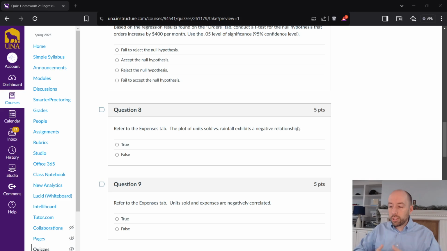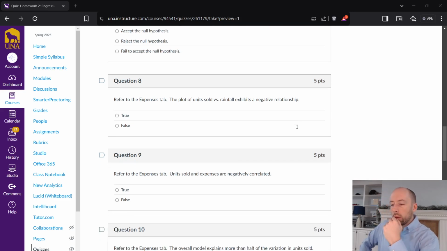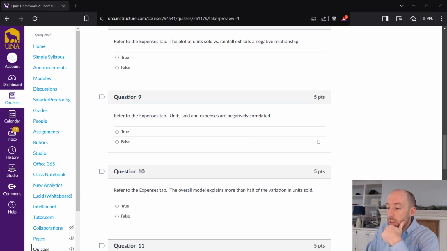Question 8, refer to the expenses tab. The plot of units sold versus rainfall exhibits a negative relationship. All right, good luck. You can discern that yourself. Of course, the formal way to answer that question would be to run a regression, perhaps regress rainfall on time, and test whether the slope is statistically significant. It may be obvious from the picture. In some cases, it's not, but we can test it. Refer to the expenses tab. Units sold and expenses are negatively correlated.